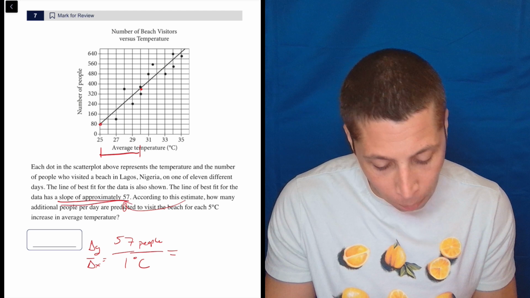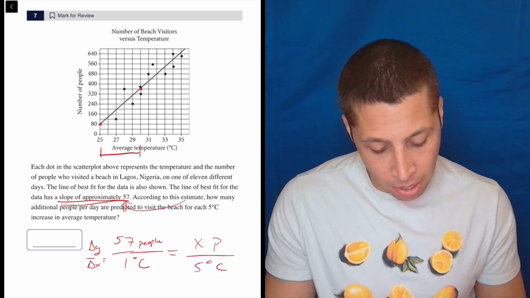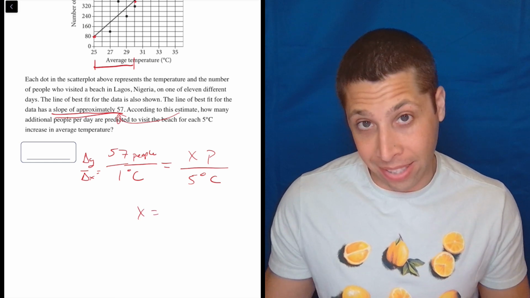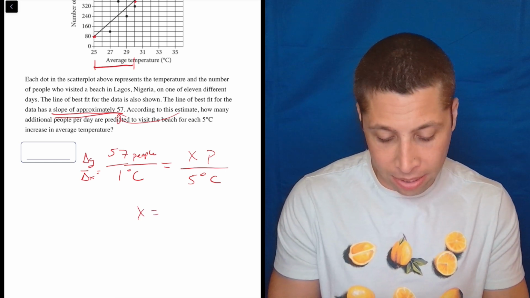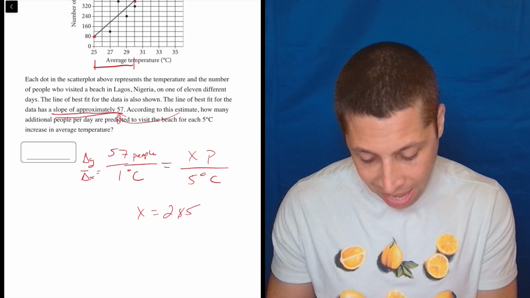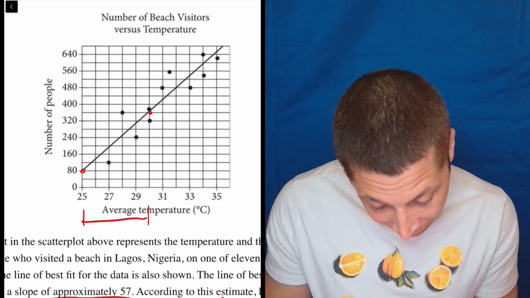So this ends up being a proportion. How many people for 5 degrees, right? So we just have to cross multiply. So x times 1 is x. 5 times 57 is now a calculator thing, not an estimating thing. So 5 times 57 is 285. That's the answer.